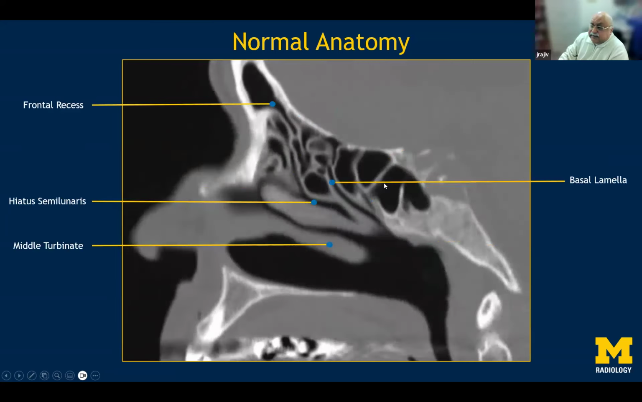Again, a new example here. Again, to reiterate, the anterior drainage of the frontal sinus is through the frontonasal duct. These are the groups of cells which are termed the agger nasi. This again is the anterior ethmoid air cells. This is the ground lamella or the basal lamella. This is the middle turbinate, and this is the hiatus semilunaris.